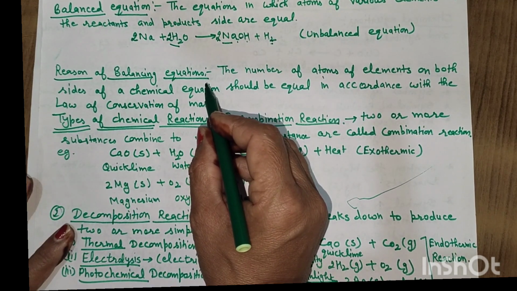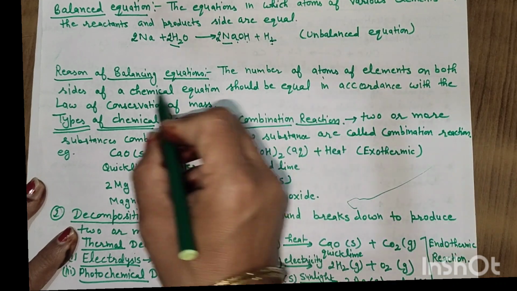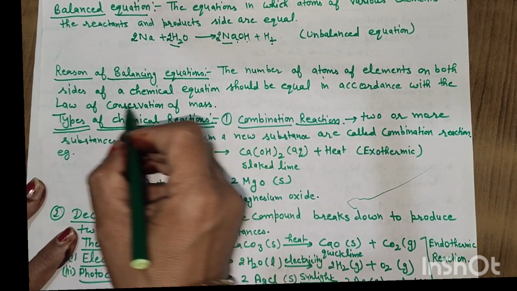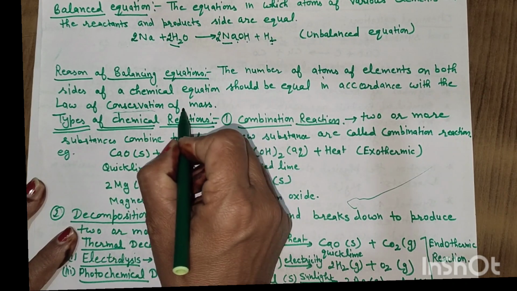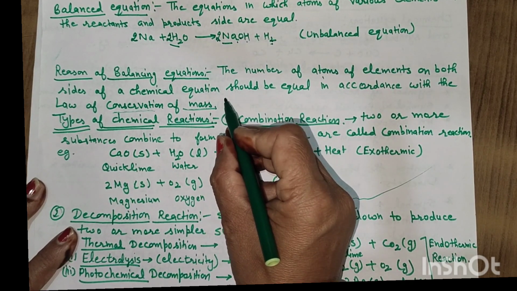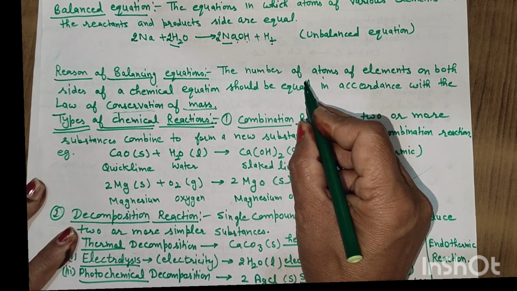What is the reason for balancing an equation? The number of atoms of elements on both sides of the chemical equation should be equal in accordance with the law of conservation of mass. According to the law of conservation of mass, on both sides of the chemical equation, the number of atoms of elements should be the same.